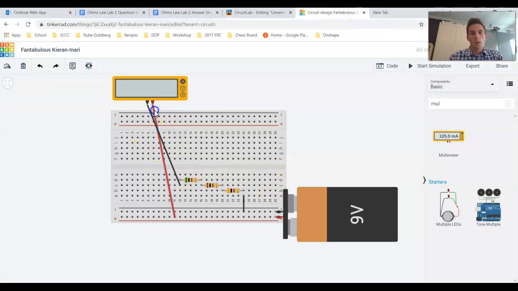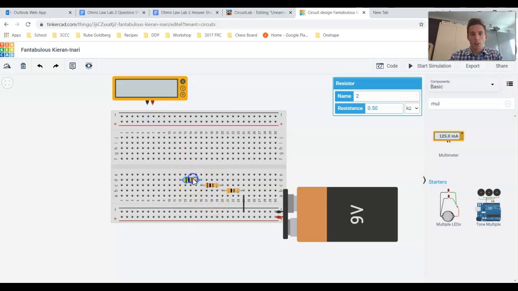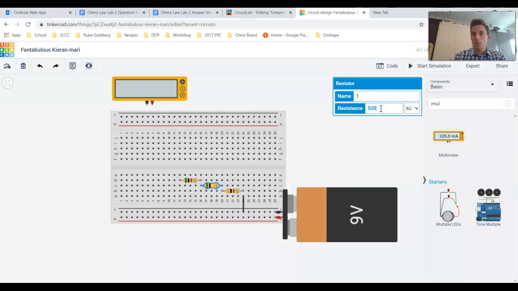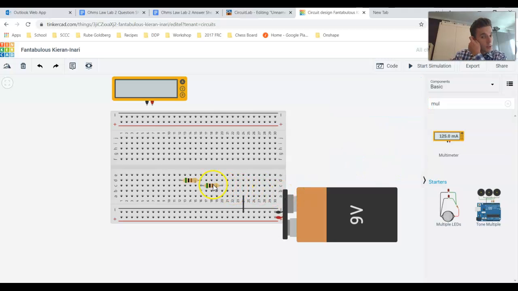So let's get rid of these wires. Let's change this value to be equal to 500, which it already was, honestly. Let's change this to be equal to 500, not kilo ohms, so 500 ohms. Let's get rid of this. Okay, so we're going to put these two resistors in parallel.